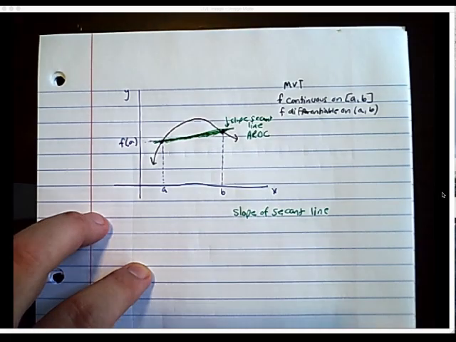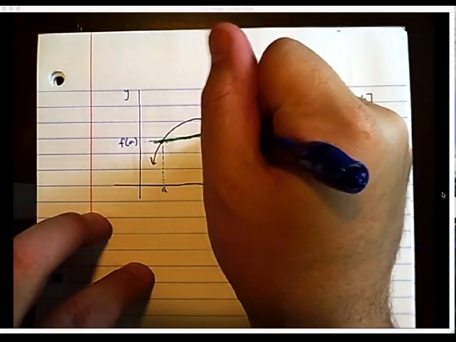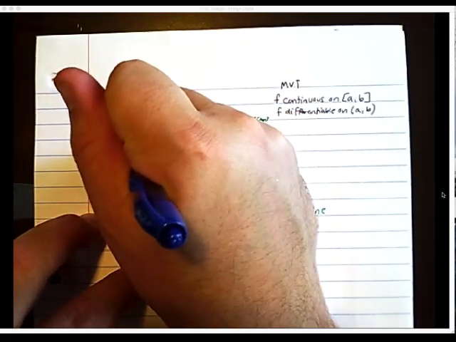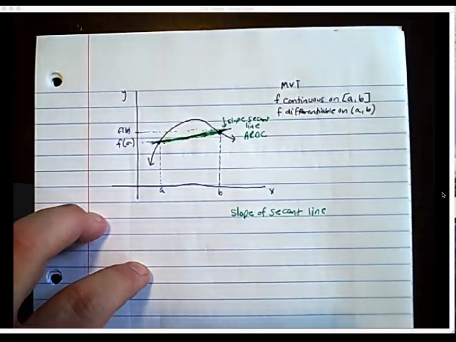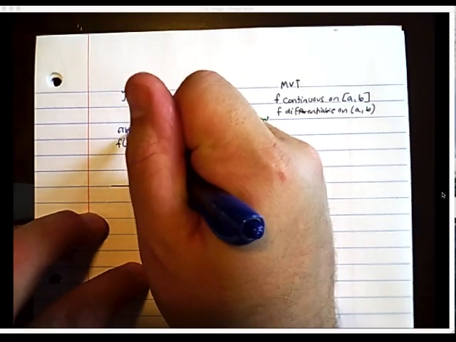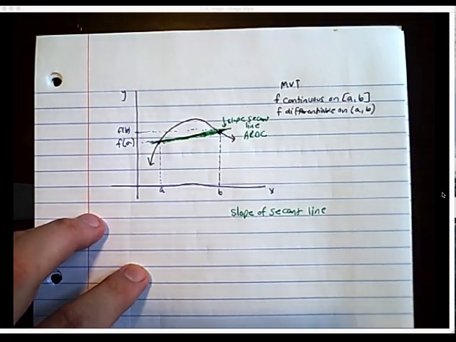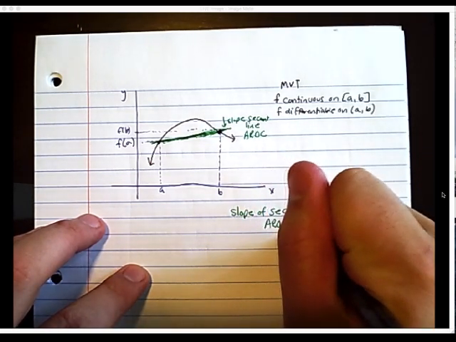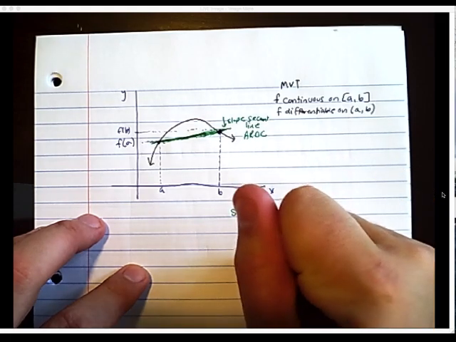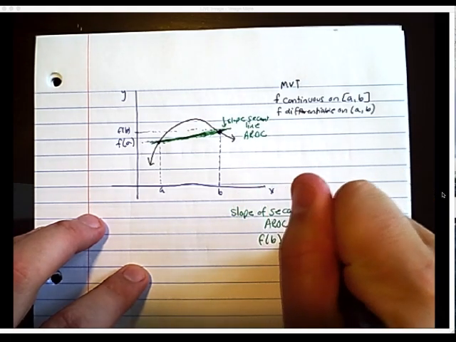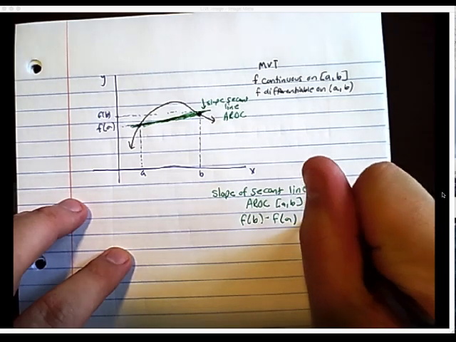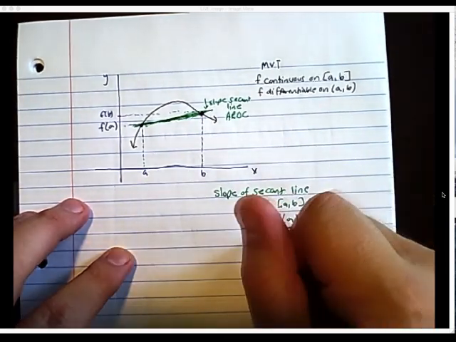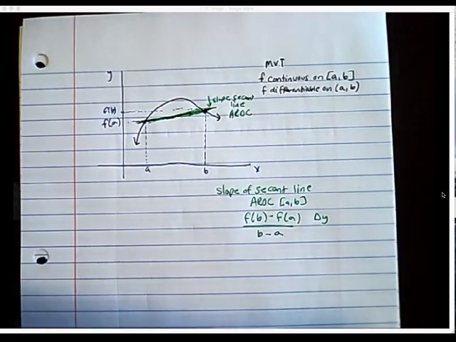That's the y value for a, which we would call f of a, and this is the y value for b, so we would call it f of b. So the rise is the difference in these two. So the slope of the secant line is what's called the average rate of change between a and b. And we would find that by f of b minus f of a, that's the change in y, over the change in x, which would just be b minus a.